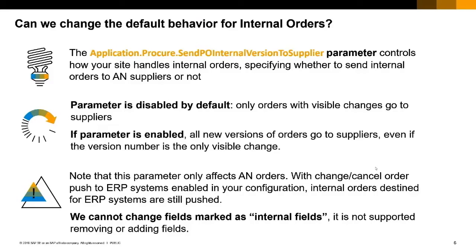Now, can we change the default behavior for internal orders? Yes, there is a parameter controlling how we want to handle internal orders, and the system can ignore internal changes, making them always visible to the supplier. In case you are interested in changing the standard behavior like this, you don't need to contact Ariba support. Your designated system administrator can enable this parameter. This parameter only affects Ariba Network orders. It doesn't have any impact on how orders are sent to the ERP. And this is the only configuration change we can do related to internal changes. We cannot change internal fields, removing or adding any, for instance.